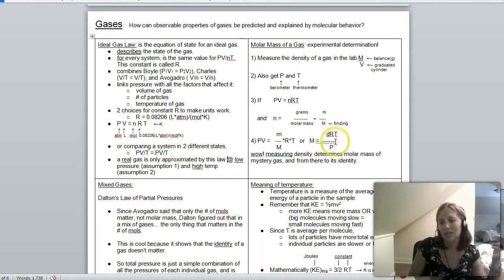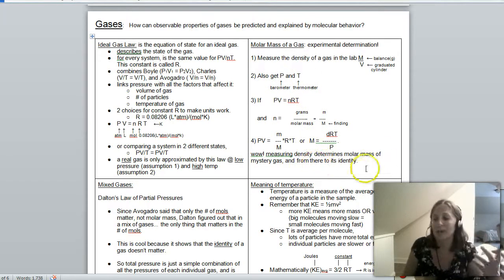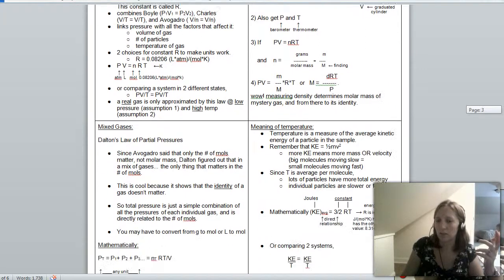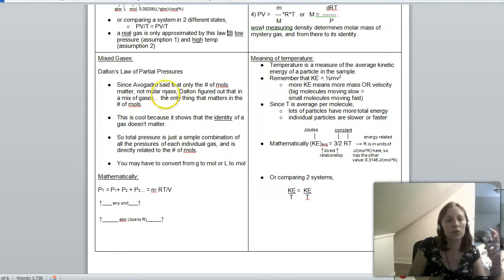So what that means is that in the lab you can get a hunk of gas, measure its mass and volume, and measure the pressure and temperature, and you can figure out the molar mass of it. If you know the molar mass of something, it's pretty easy to figure out what its identity is. So that's kind of cool. I believe we're going to do that as a lab. So this formula, M equals dRT over P, comes up, and you do need to know how to use it.